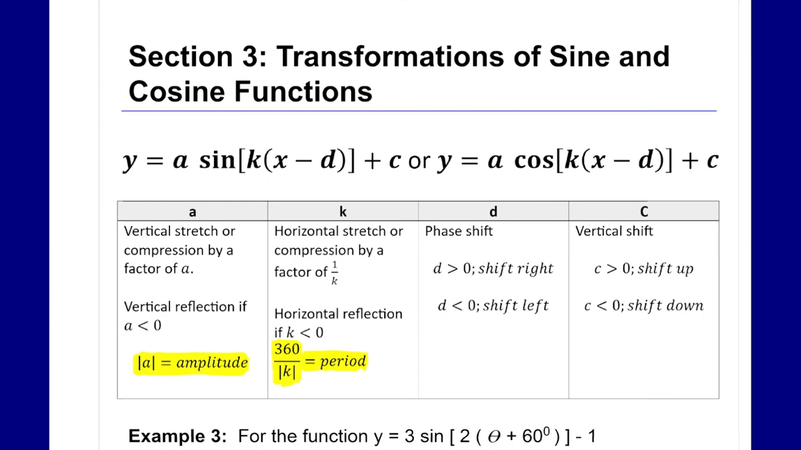So none of these transformations should be new. However, the two new things that are specific to our sine and cosine functions is that A can tell us the amplitude and K can help us determine the period.